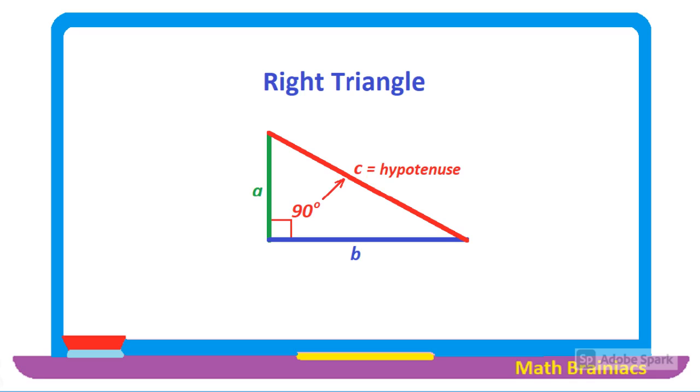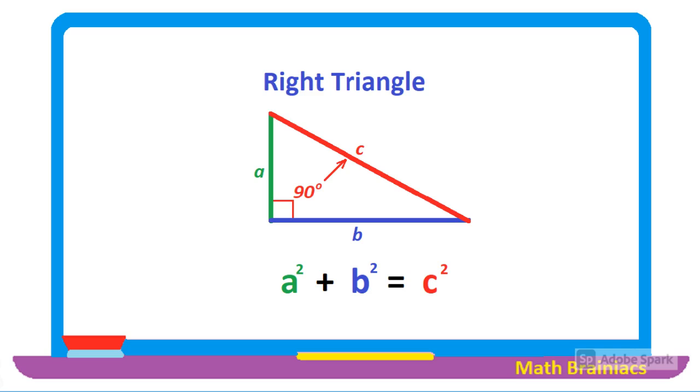And opposite the 90 degrees angle is the side called the hypotenuse. That is the longest side of the right triangle. While the two shorter sides of the right triangle are called legs. Accordingly, the Pythagorean formula for the right triangle is the sum of the squares of the two legs is equal to the square of the hypotenuse.